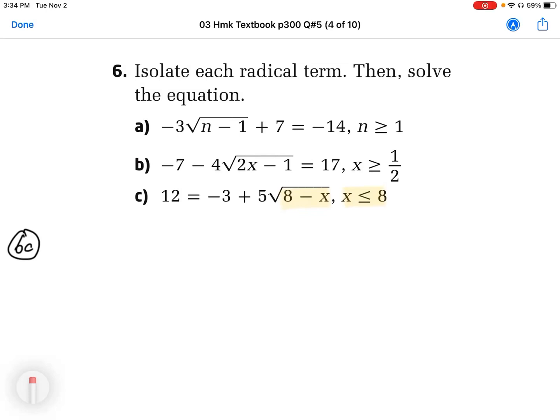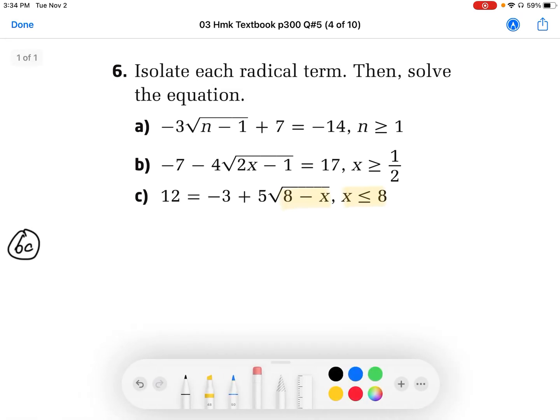Question number 6C, we have here, first of all, the restriction. So I've highlighted the restriction in the radical. The restriction is based on the radical not being negative. So it can be equal to 0, so equal to positive 8, and numbers smaller would make that more positive. So x is less than or equal to positive 8.